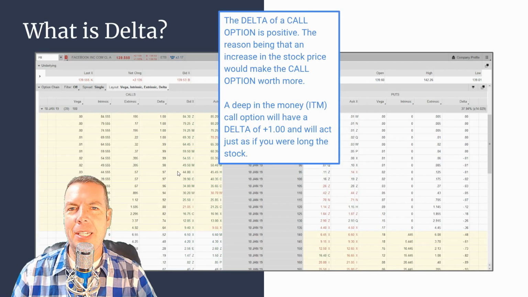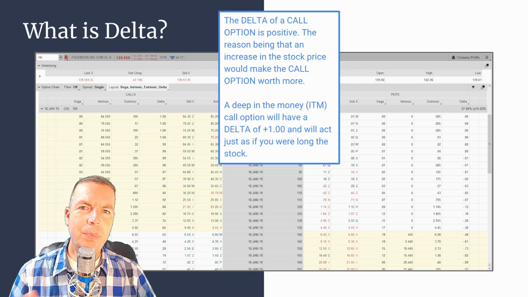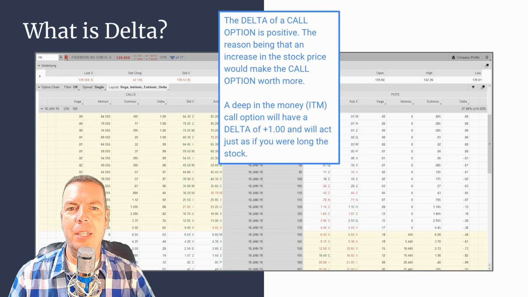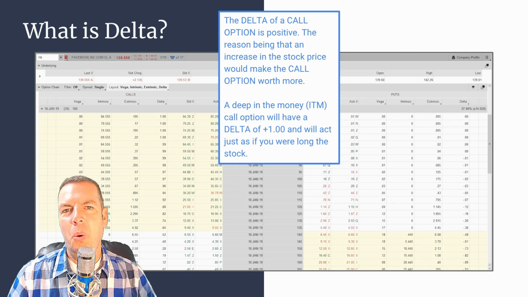A lot of people ask all the time, why is the delta of a call option positive and the delta of a put option negative? Well, the delta of a call option is positive, and the reason being is that the increase in the stock price would make the call option worth more.